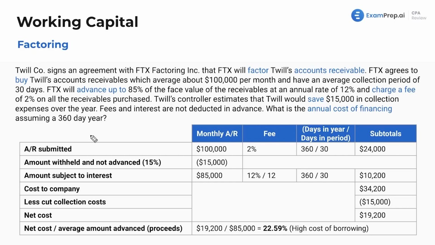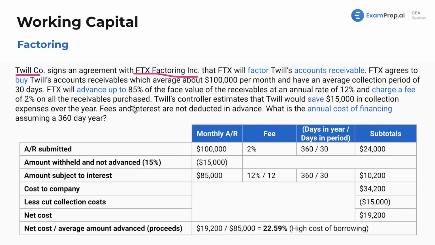Now, obviously, in this situation, it's going to have a little bit more components than just the description I gave you. We're going to see this in real time. We're going to see what you'd have to do mathematically. And this is a situation where you're selling your accounts receivable to a factoring company. We are Twill Company, and we are selling our receivables to FTX Factoring Inc. The question is going to ask, what is the annual cost of financing, assuming a 360-day year?